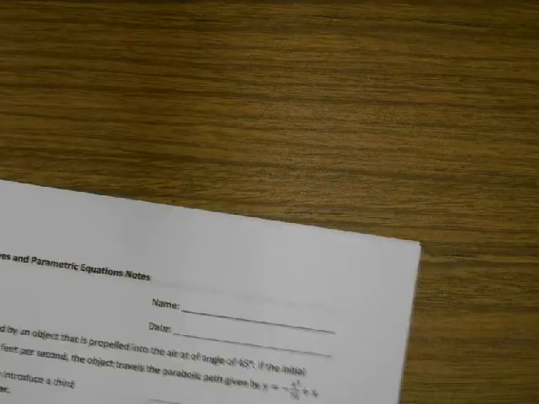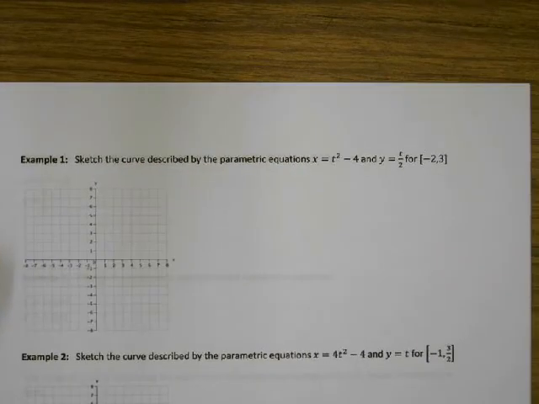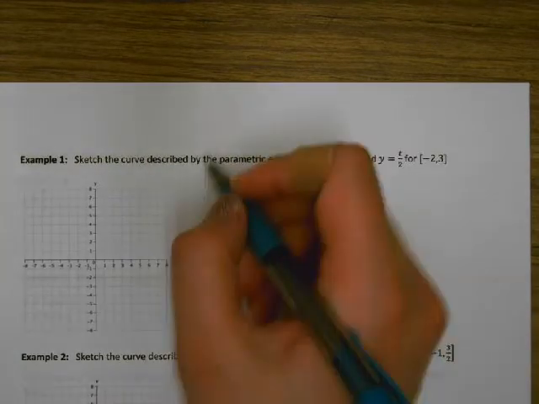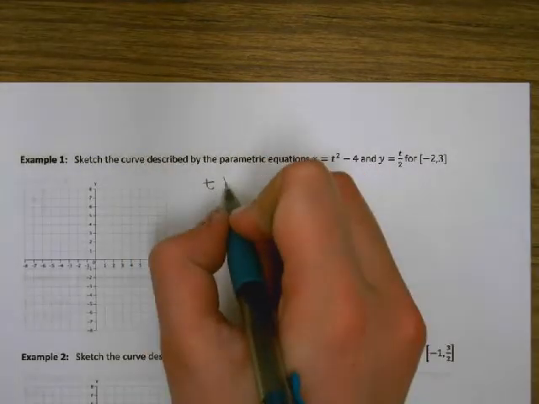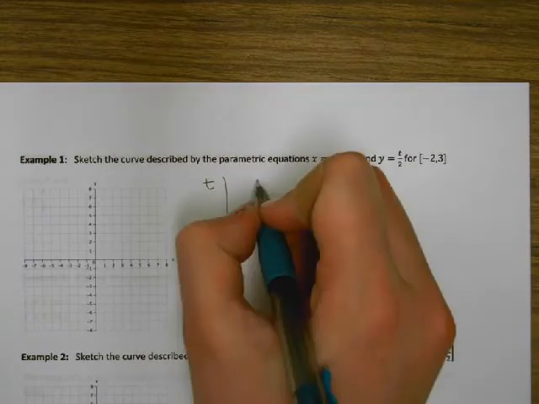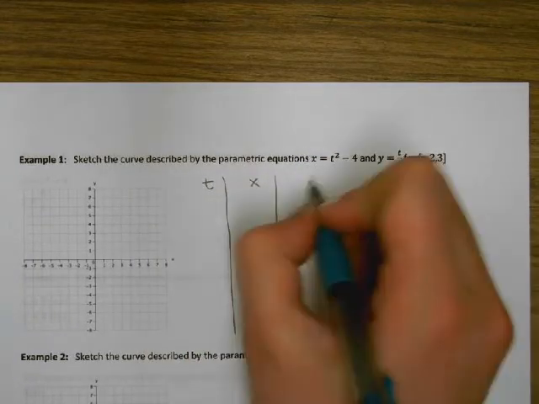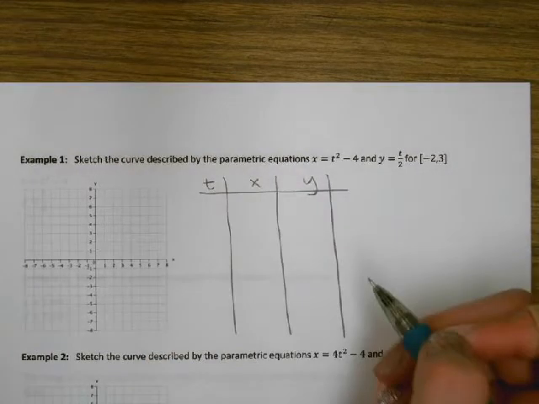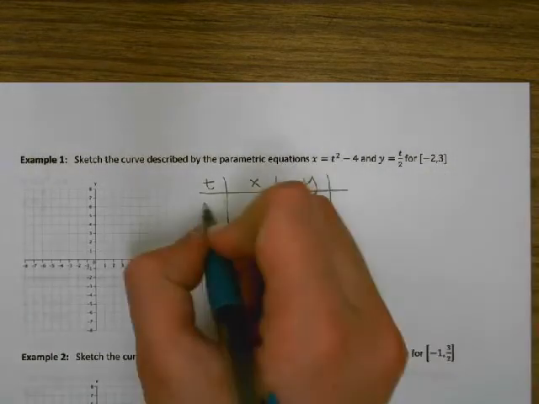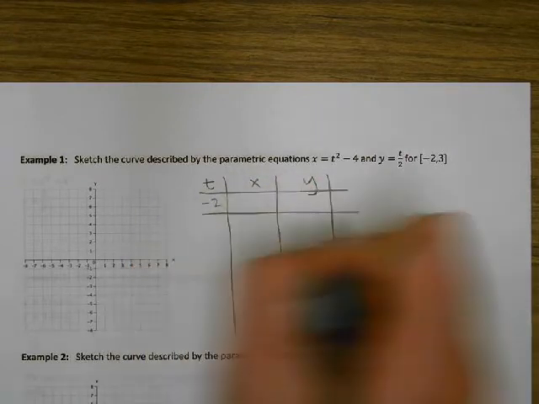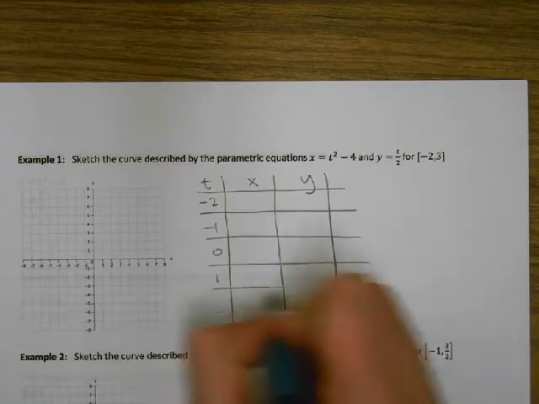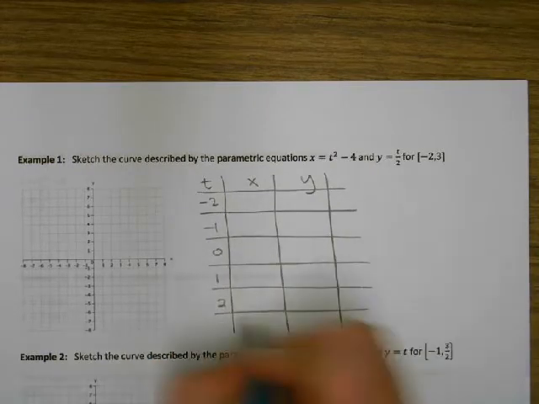All right, next page. So it says to sketch the curve described by the parametric equations. And so when we make a table here, we actually have 3 things that we're looking at. So we're going to have the t value, and we're going to have the x value that you get when you plug that t value in, and then we're going to have the y value that you get when you plug that t value in. And they're asking us to start at -2 and go to 3.